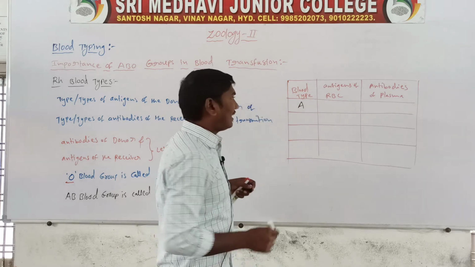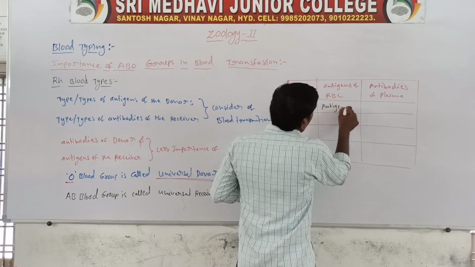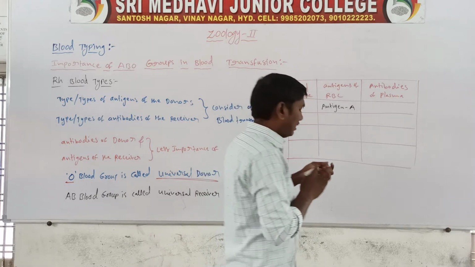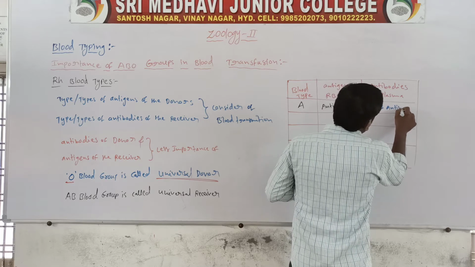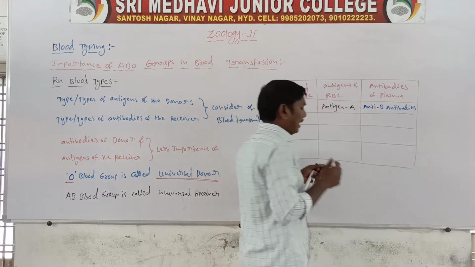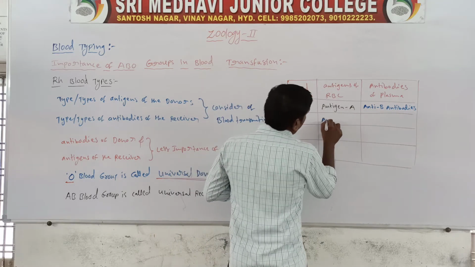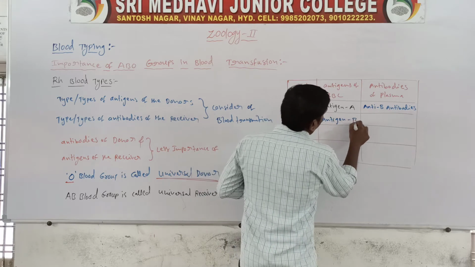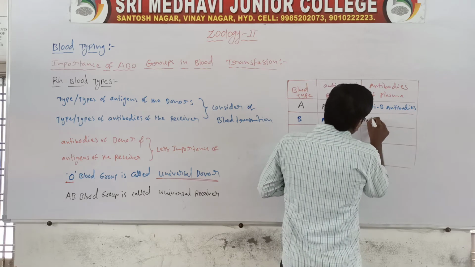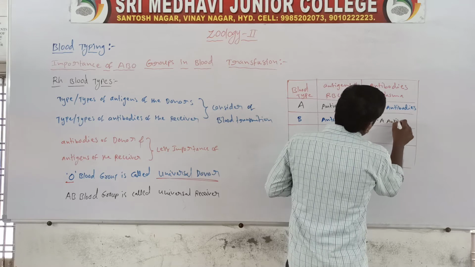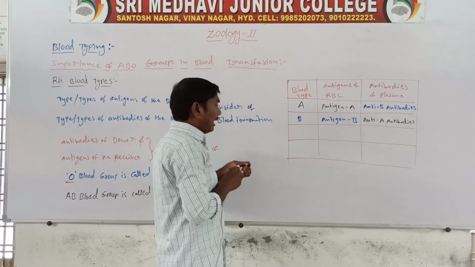In persons with the A blood group, antigen A is present on the RBC, and they contain anti-B antibodies. Next, B blood group type persons: antigen B is present, and anti-A antibodies are present.